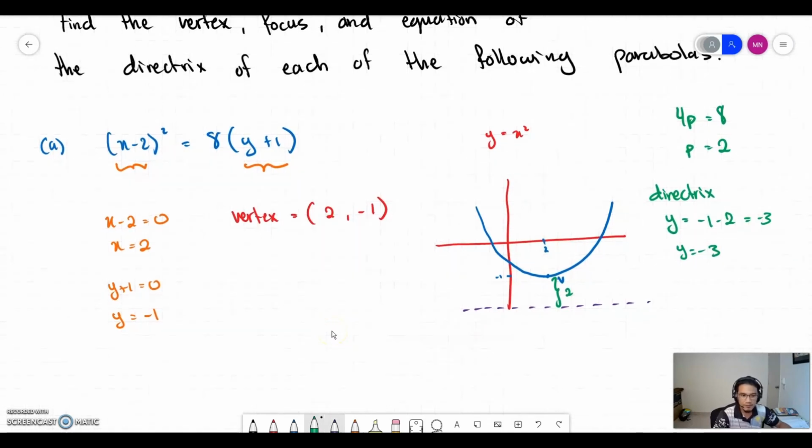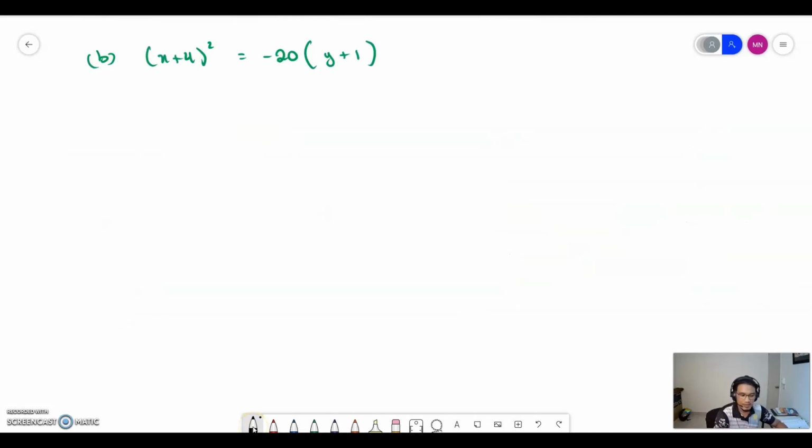So this is our equation for the directrix, y equal to negative 3. And then for the focus, we take the coordinates of the vertex, 2, negative 1, plus 2, and then our focus will be 2, 1. So this will be the focus, 2, 1. That is how you find the vertex, directrix, and focus for a parabola where the vertex is not located at the origin. Now let's move to another example.